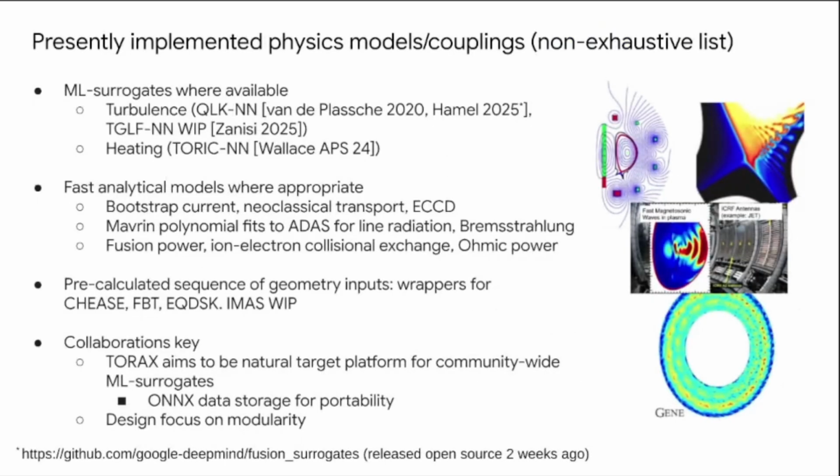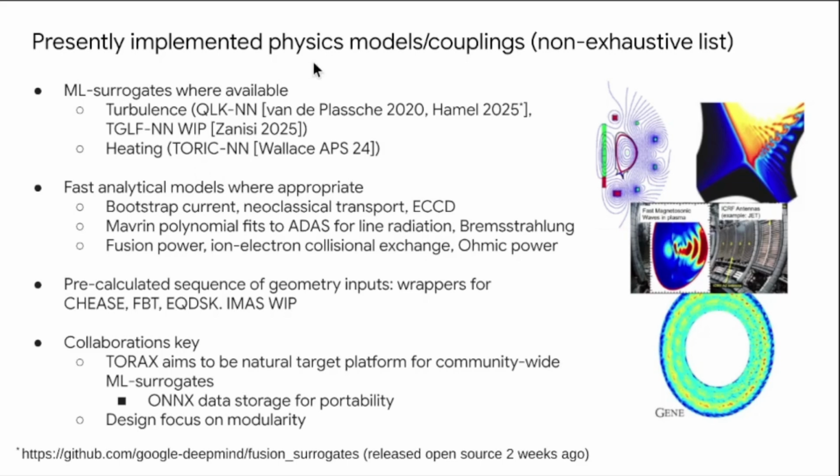So this is a non-exhaustive list of the physics model couplings. Most of this is quite standard for integrated modeling. The idea is to use ML surrogates where available. So we have a couple for turbulence now: QLKNN, the QuaLiKiz neural network from a few years ago, Karel van de Plassche's work, and we've actually recently fitted our own, a higher dimension QuaLiKiz neural network, with a more updated version by Philippe Hamel, who's at Google DeepMind. There's work in progress by UKAEA for a TGLF neural network. We've recently coupled the MIT TORAX neural network for ICRH heating.